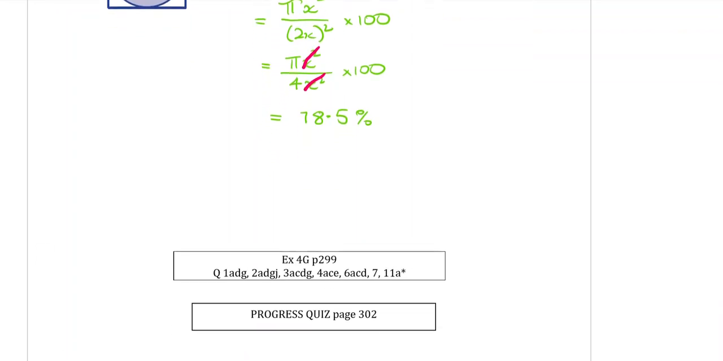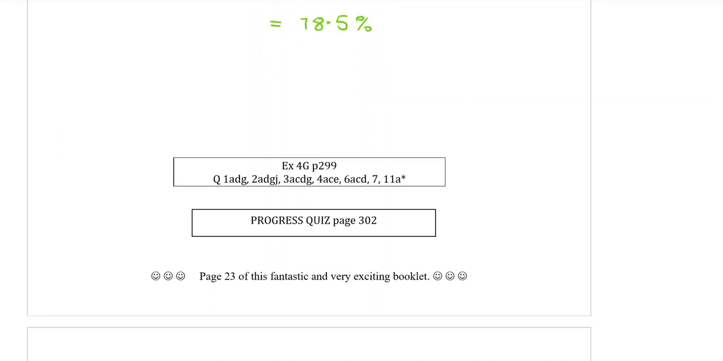Okay, that's the end of our examples. You can now do exercise 4G and also the progress quiz.